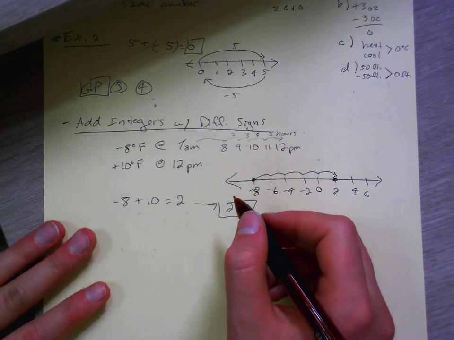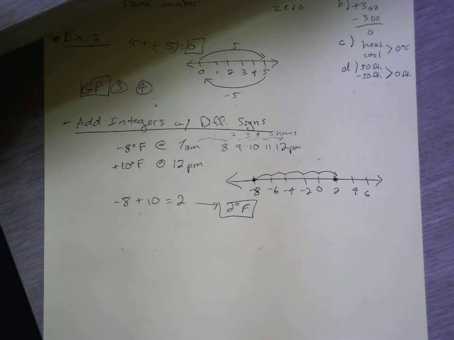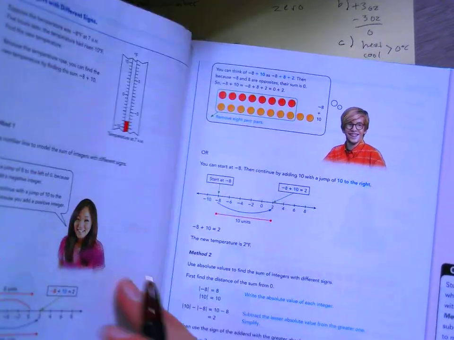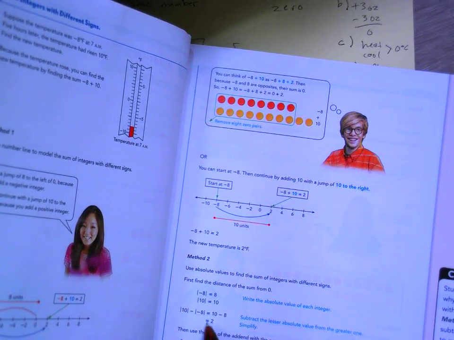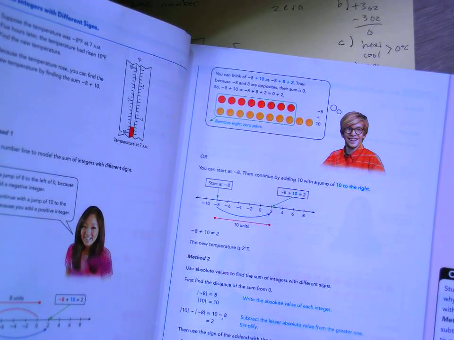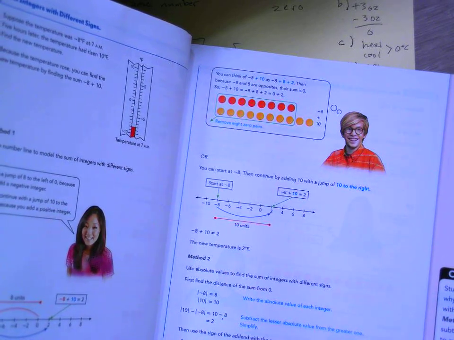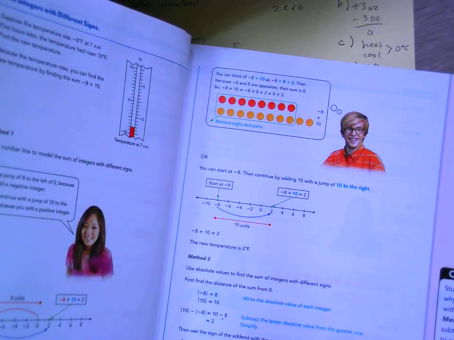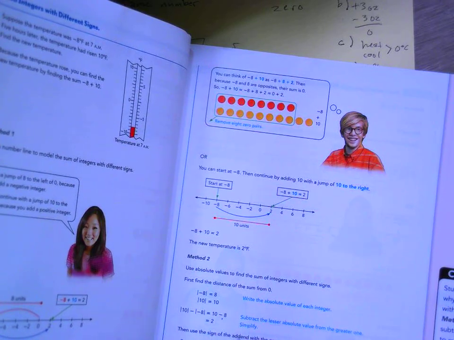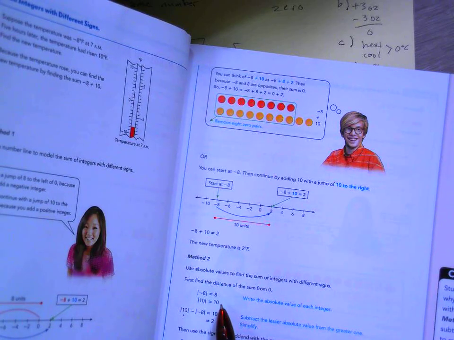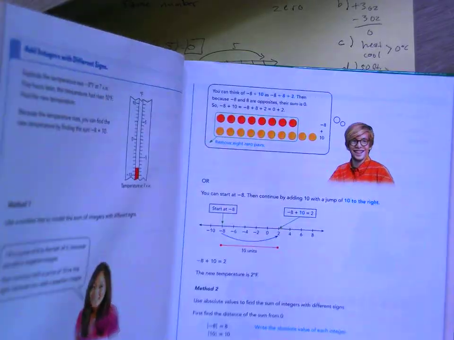Okay, another way to think of it, maybe, is to just do this jump. Or method 2, you write the absolute values, and then the absolute values give you 2, and it is 2 from 0, and you would know that the sign of the greater number is going to be the overall sign. Because the 10 is bigger than 8, the sign's positive, so the final answer is positive. And the new temperature is 2 degrees.